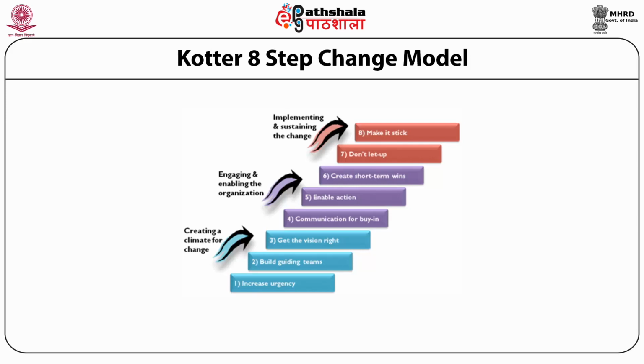The third important step is to get the vision right. By getting the vision right, Kotter basically meant that it's important to communicate to everyone what is the future state that they're really looking for. And everybody should understand the way it is intended to be.